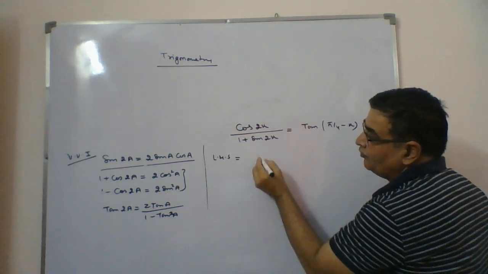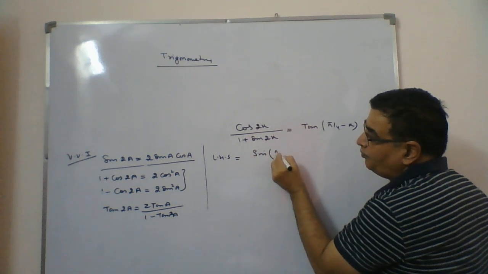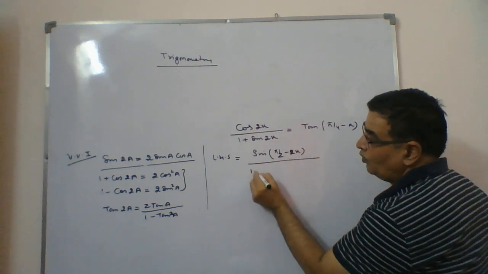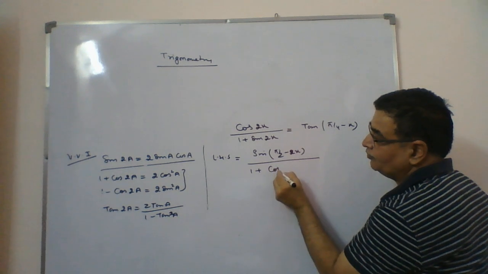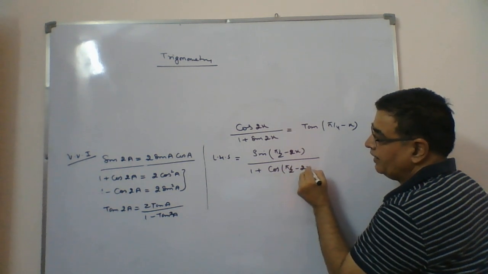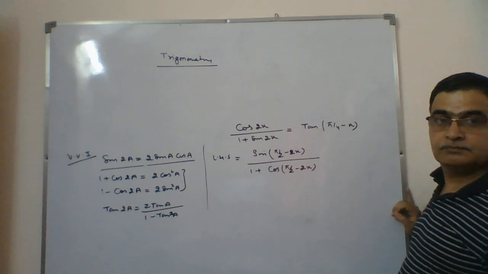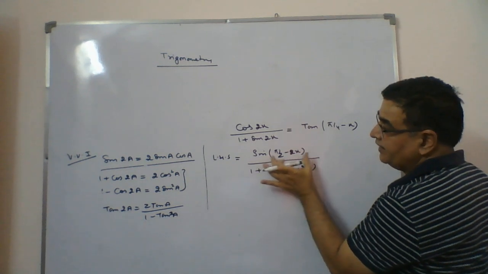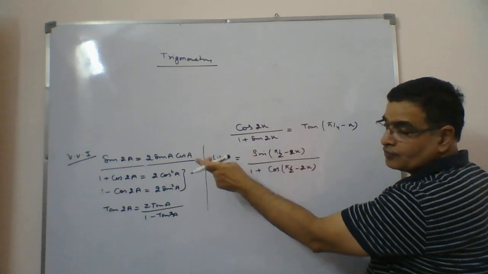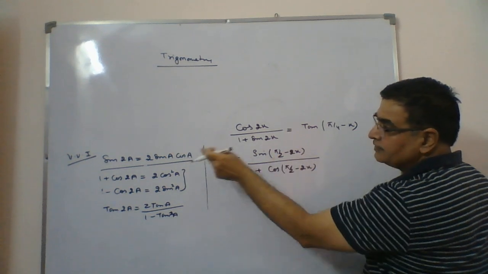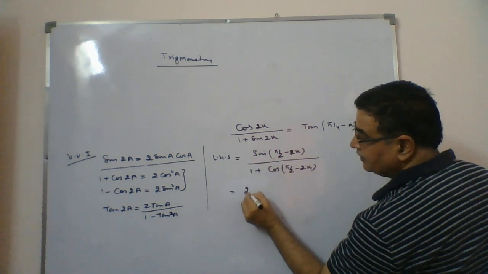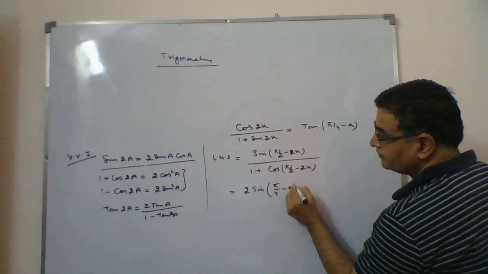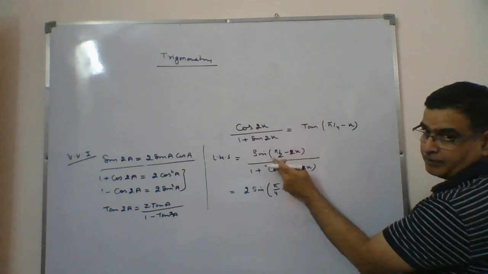Whatever cos we have, we will try to convert into sine, we have done that. Sine of pi by 2 minus 2x whole divided by 1 plus, it will be again cos of pi by 2 minus 2x. We'll write it this way. Now it is sine, this will be 2a, we'll call sine 2a. And when we apply the formula, it will be 2 sine half of this, cos half of this. So we will write this as 2 sine, half of this means it will be pi by 4 minus x.